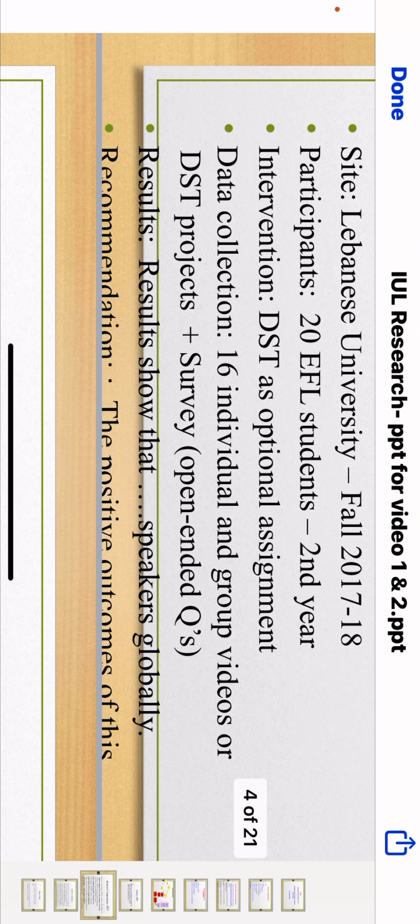Intervention. There was an intervention, this tool, the digital storytelling, DST. It was optionally introduced. However, participants who took part in the study used the DST in the course. So that's why we chose them. Okay? So there were many more in the course, but only 20 students participated by working on the DST. Data collection. We had 16 individual and group DST videos. These were videos. The digital storytelling was a project. So we had all in all 16 individual and group videos.